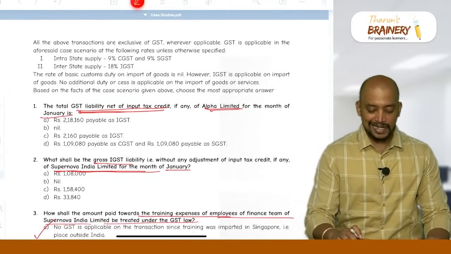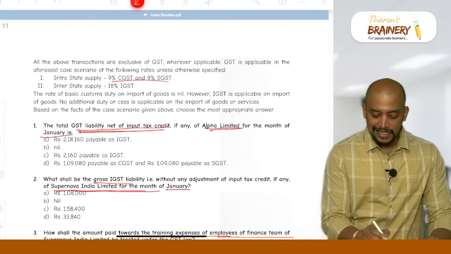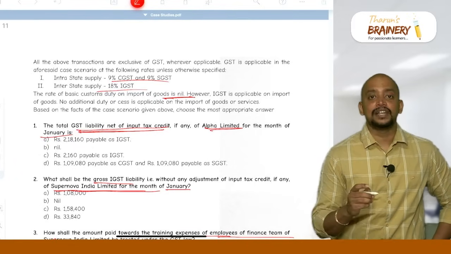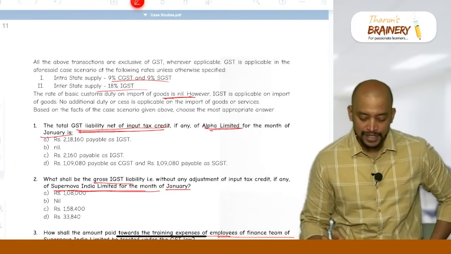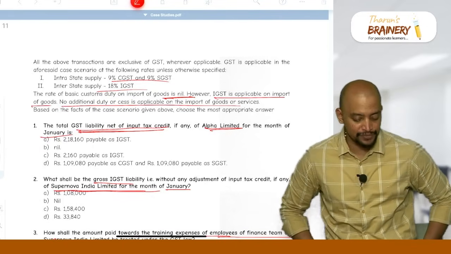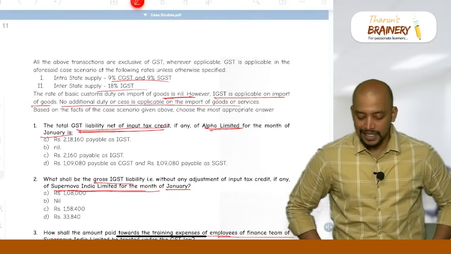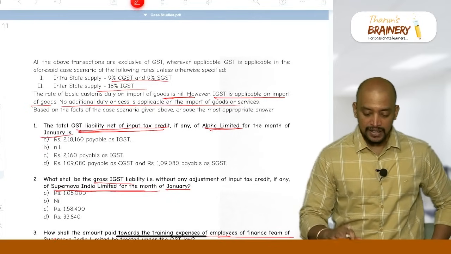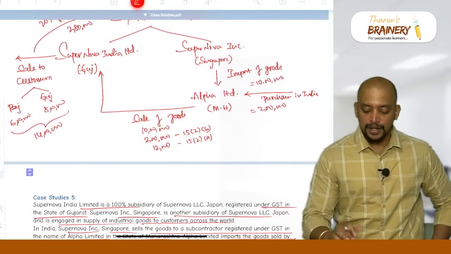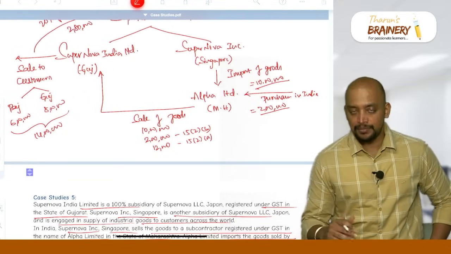Then first and second are only left, and all other conditions for availing ITC have been fulfilled. CGST, SGST, IGST rates are given, and the rate of basic customs duty on import of goods is nil. So they have given this because we are importing some goods now. However, IGST is applicable on import of goods; no additional duty or cess is applicable on import of goods or services. Now, what is the total GST liability net of ITC of Alpha Limited for the month of January? First, you take Alpha Limited. Alpha Limited is making purchases. They are importing goods of 10 lakhs and they are making purchases of 12 lakhs. On this, IGST paid can be taken as credit.